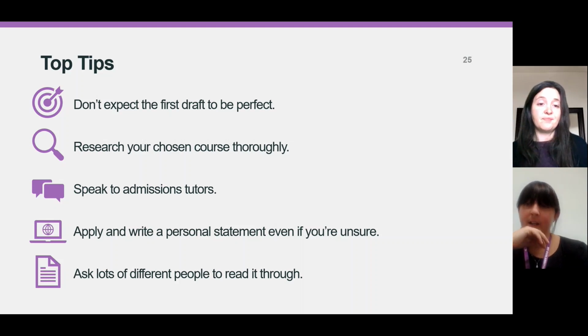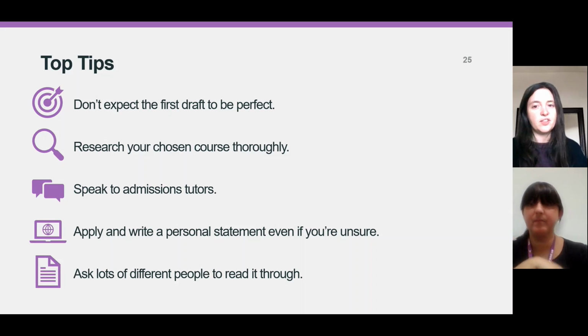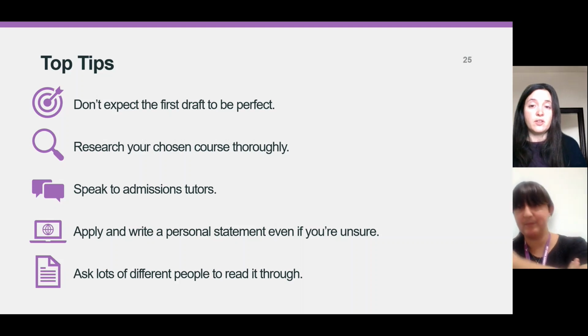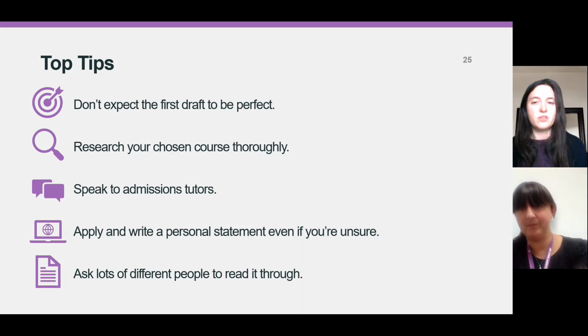If you're weighing up your options, it's helpful to write a personal statement. We mentioned in our first session that personal statements are part of job applications now, and part of apprenticeship applications. So by writing one, you could use it for other things, even if you don't decide to go to uni in the end. Anything else you wanted to add?